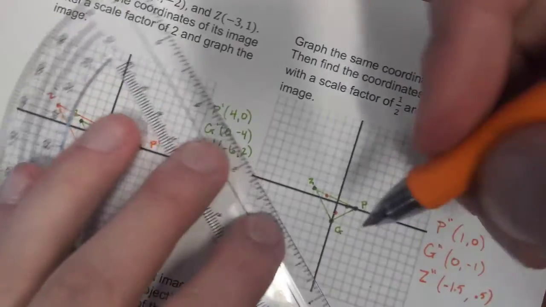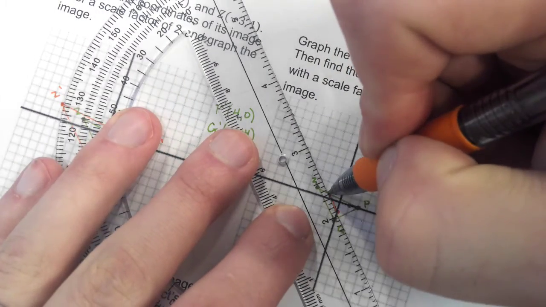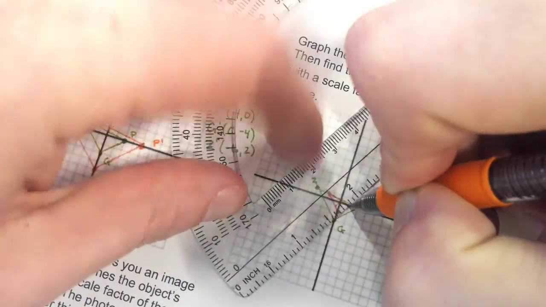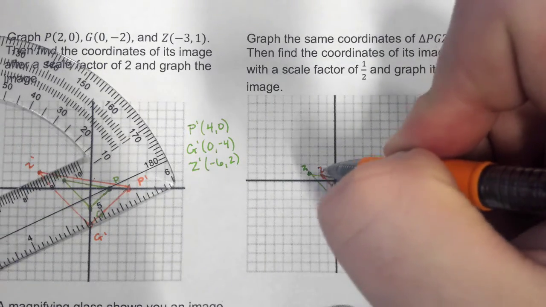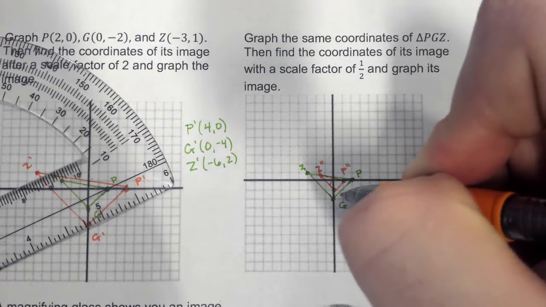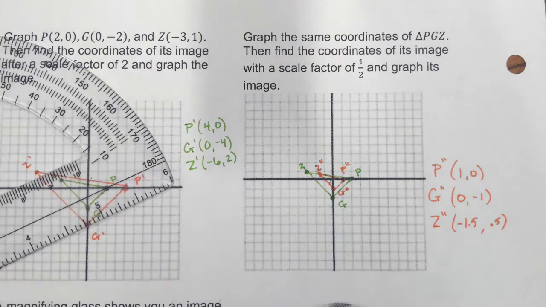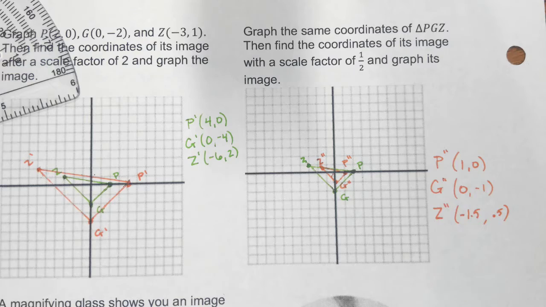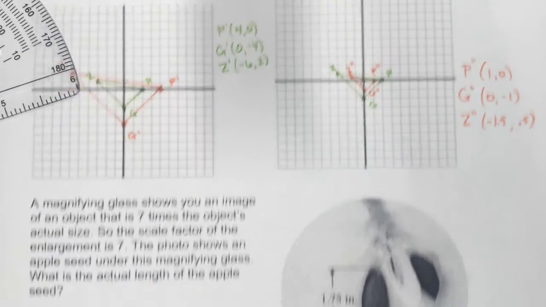So again, this new figure is exactly half the size of the original. And don't forget to label those vertices. So there you go. It's not too difficult. Just multiply each part of the coordinate by the scale factor.